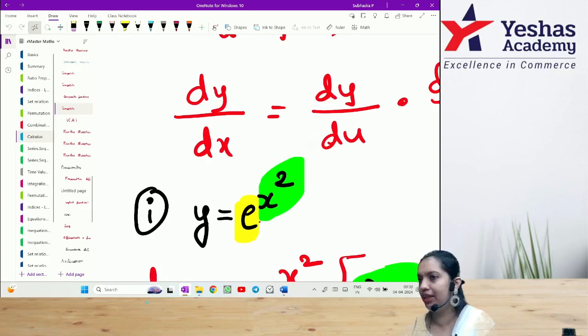Today we'll do only differentiation. I think class gets over at 1 only. Tomorrow we'll start integration. Tomorrow is the last class of CA Foundation.